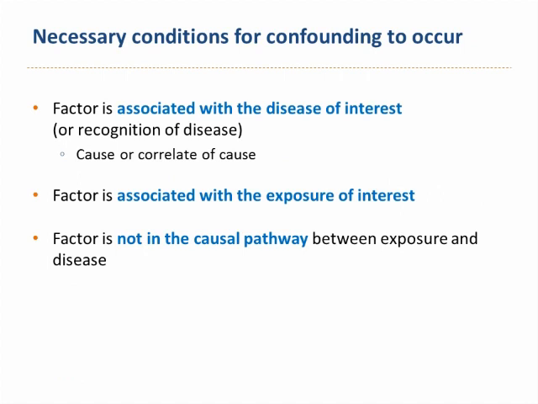Now let's return to our necessary conditions for confounding to occur. In order for a factor to be a confounder, it must be associated with a disease of interest or with the recognition of that disease. It can be either a cause or a correlate of a cause. The factor also must be associated with the exposure of interest. And finally, the factor cannot be in the causal pathway between exposure and disease.